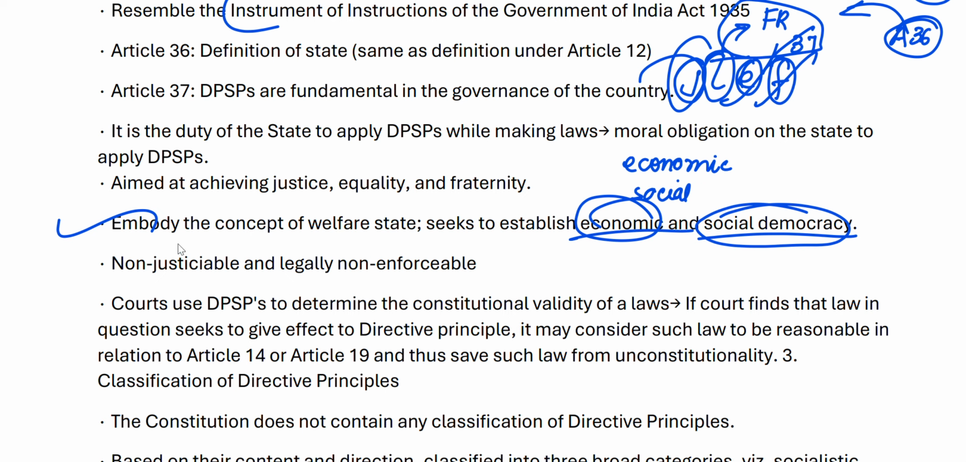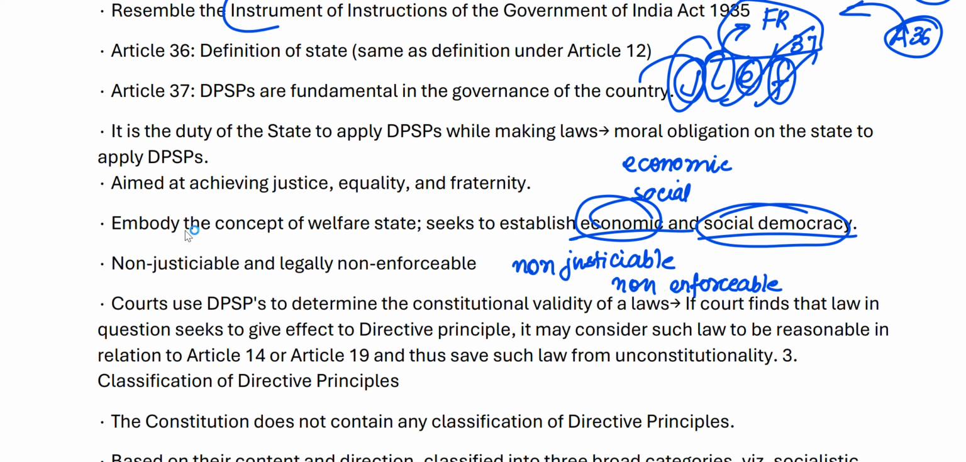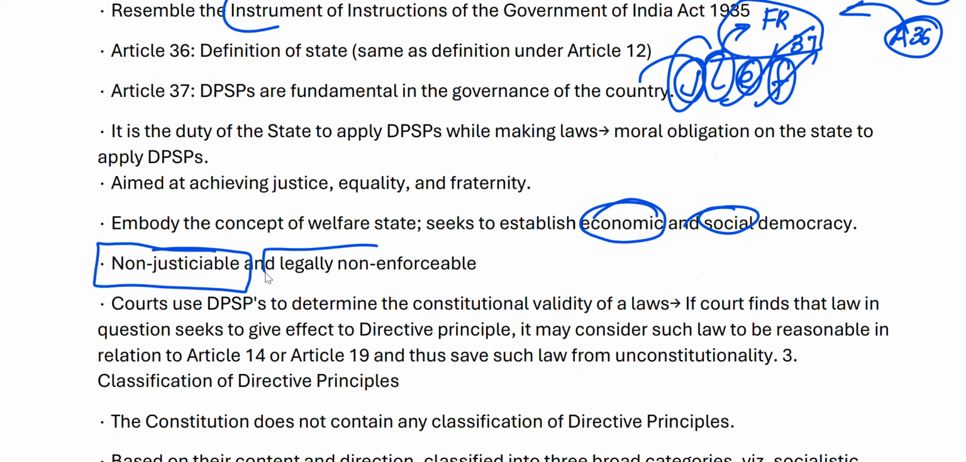The DPSPs are non-justiciable and non-enforceable; we cannot enforce them. They embody the concept of the welfare state, and they seek to establish economic and social democracy.